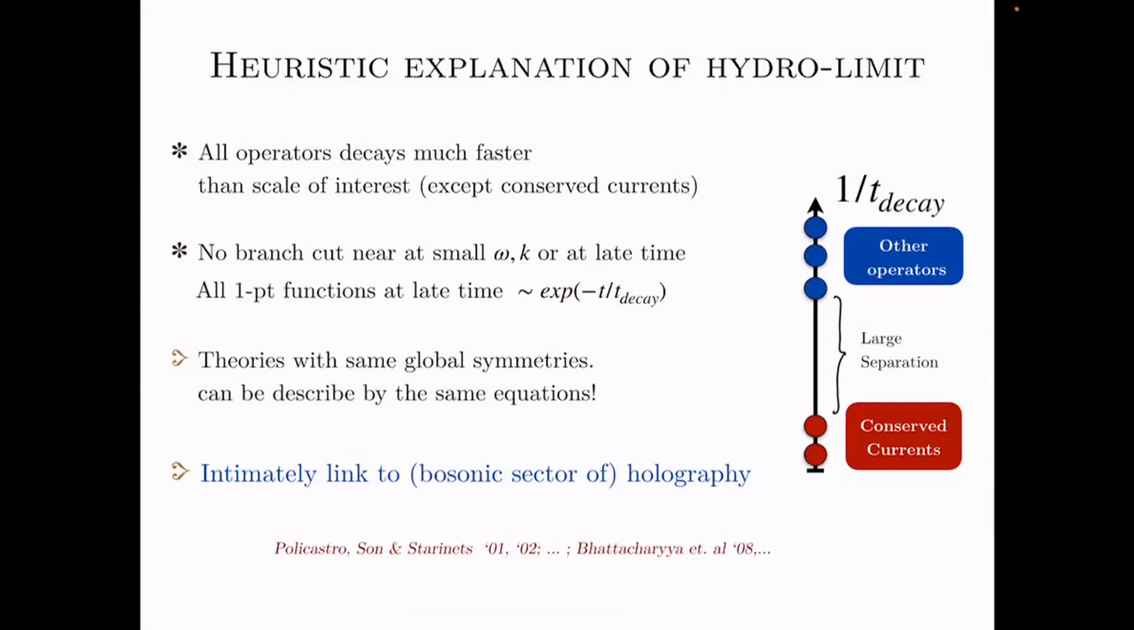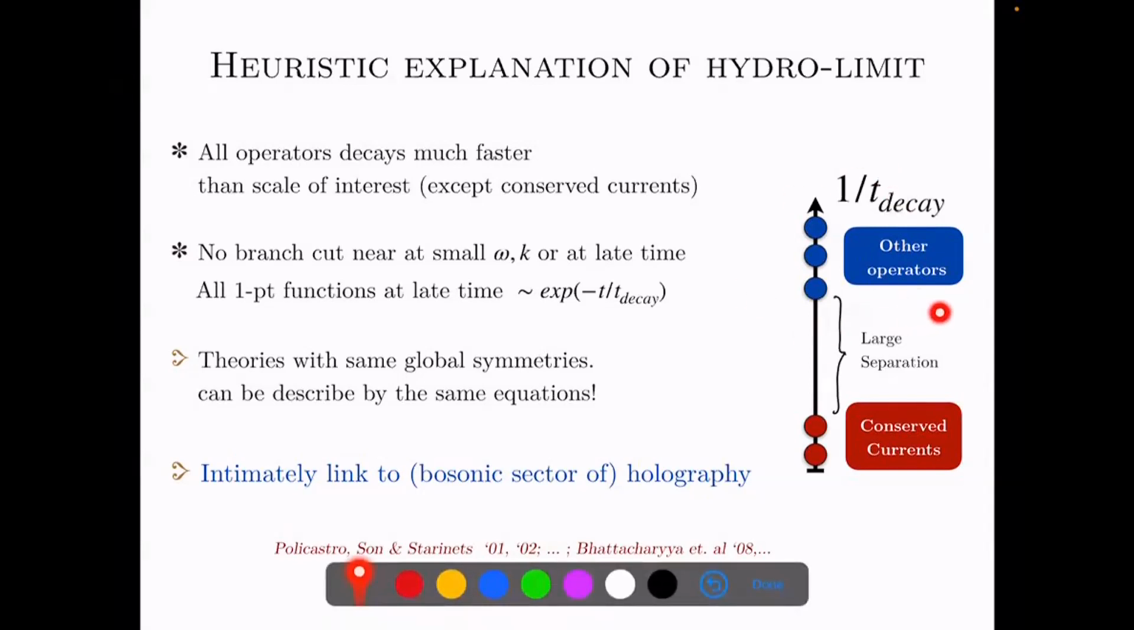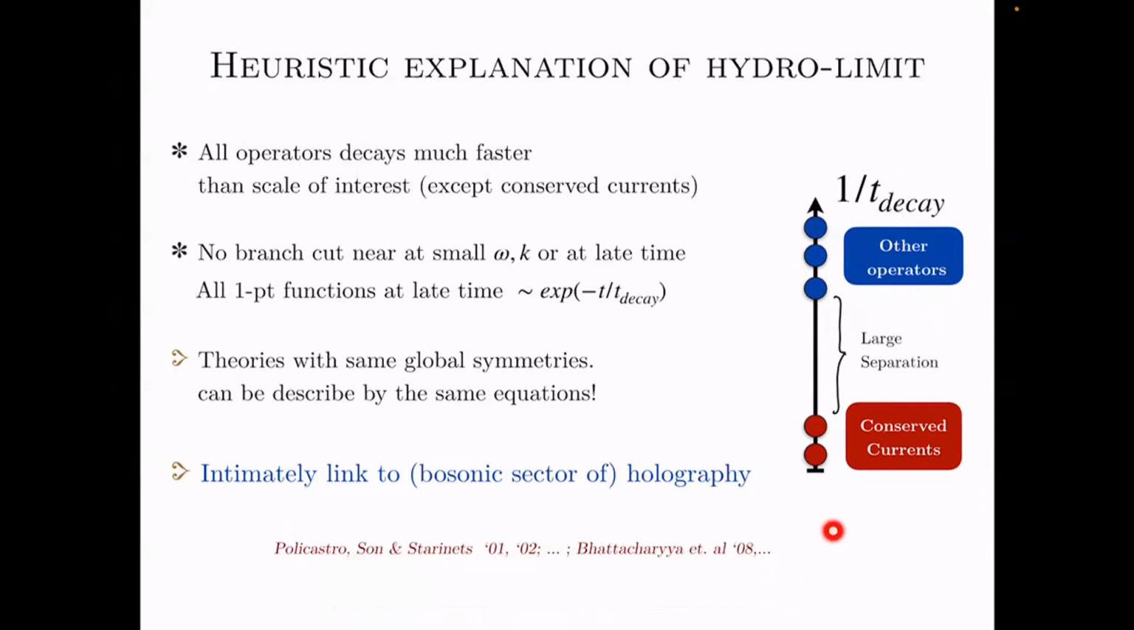So what does this mean? If this limit can actually be achieved, then different theories with the same global symmetry can be described by the same equations, essentially because the microscopic stuff, all the other operators, has already decayed away. This is intimately linked to the bosonic sector of holographic theories, described by the Einstein-Hilbert action plus a bunch of gauge fields corresponding to the global symmetry of the boundary theory.